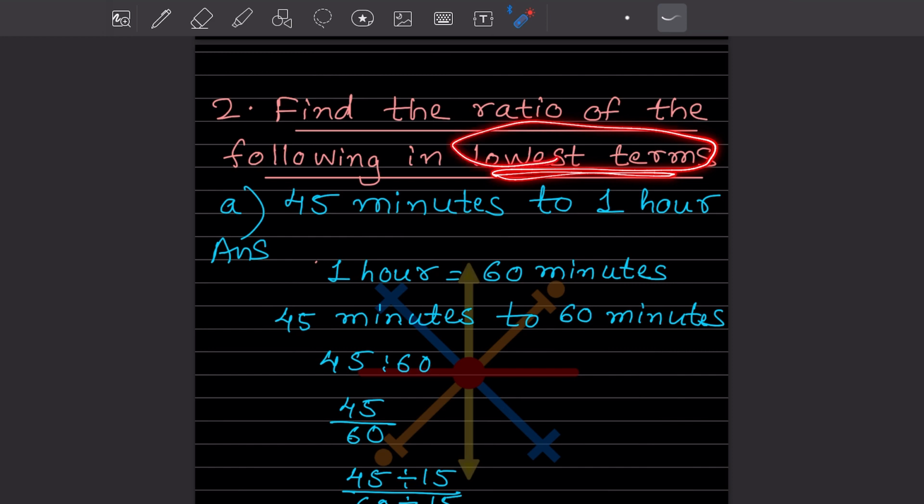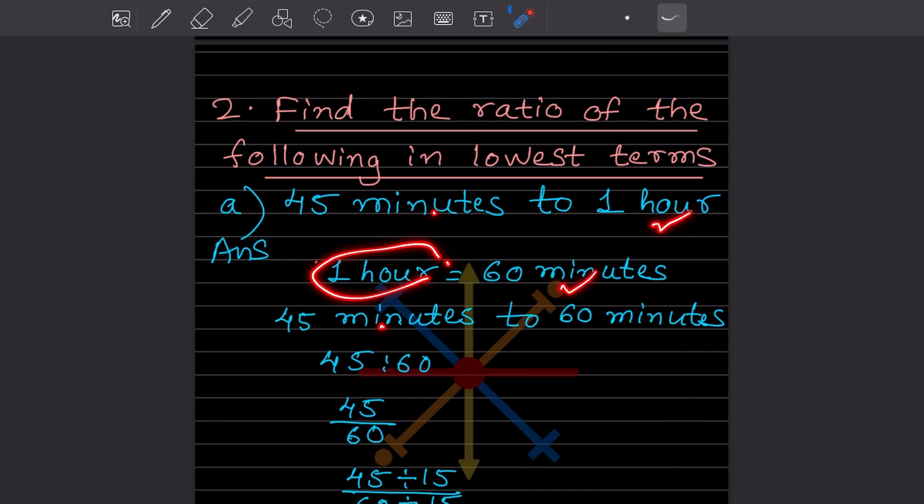Now we'll go for this one, that is, find the ratio of the following in lowest terms. Now see here, first we'll find the ratio and then the lowest term is easy. Now see here, this is 45 minutes to 1 hour. So now these units are different. So what are we going to do? Because this hour is bigger, we'll convert this to minutes. So 1 hour is 60 minutes. So 45 minutes will be how much?